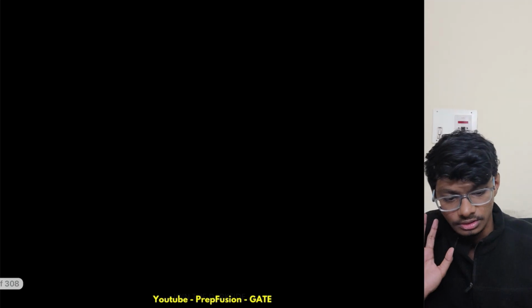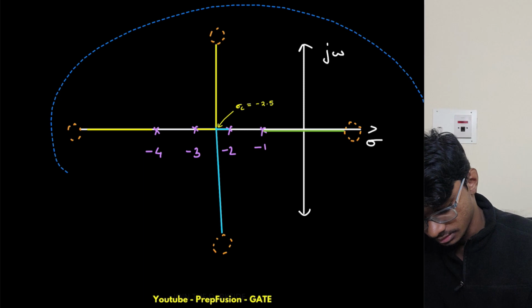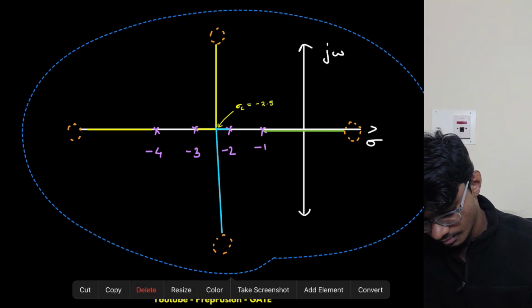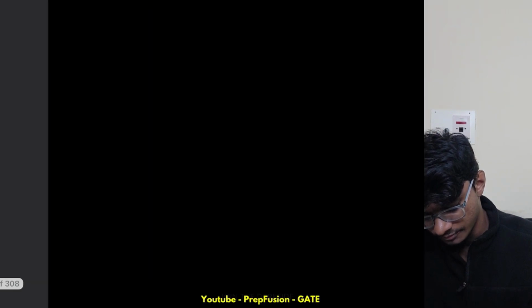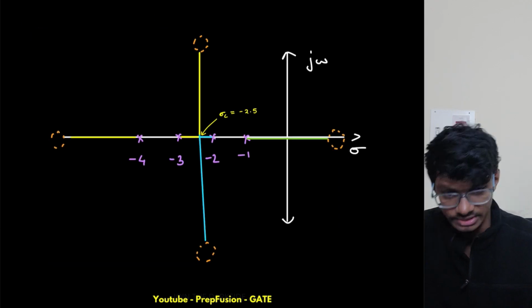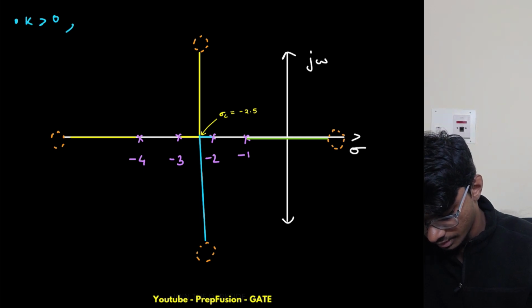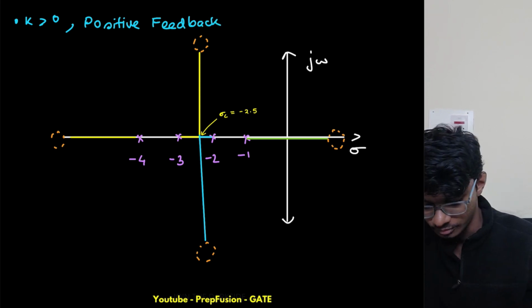Okay, I will not write, but the crossover point that you will get is omega equals 0. So if I copy this one, I have got the final root locus basically. This is for k greater than 0 and when I have positive feedback.